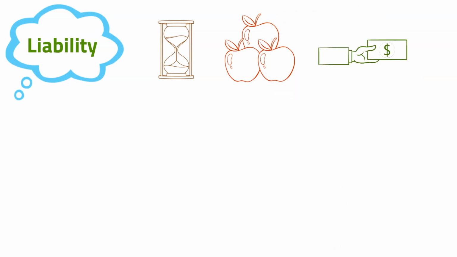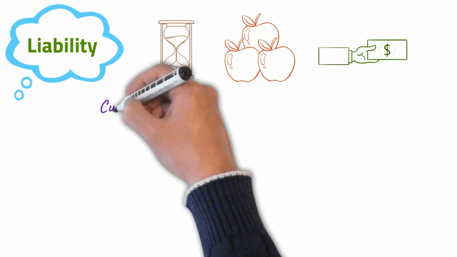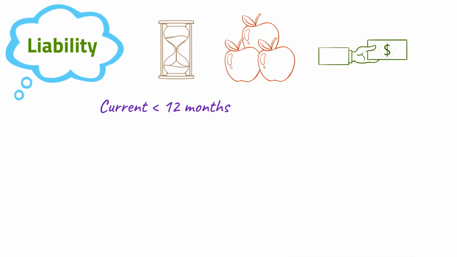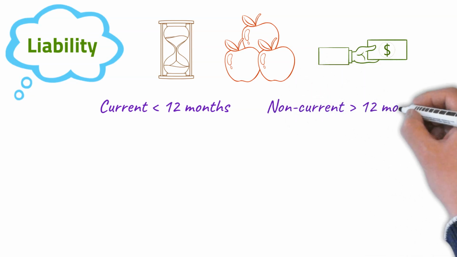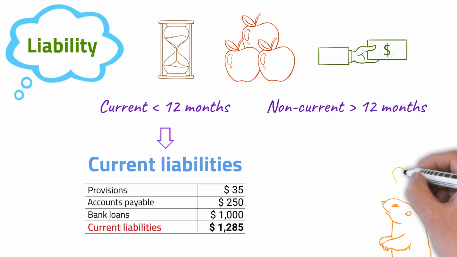What is a liability in general? A liability is a present obligation from the past event that will lead to an outflow of resources. In plain words, you owe something. On the balance sheet we split liabilities into current, due within 12 months, and non-current, due later. Today we talk about the current ones.